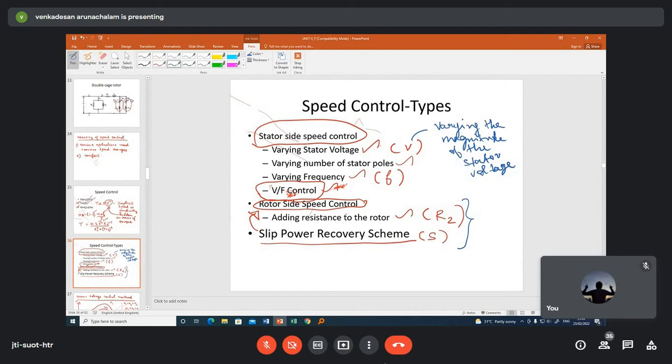So in the rotor side control method, you have two categories. One is rotor resistance control method, adding resistance to the rotor. In other words, I can call it rotor resistance control method. And slip power recovery scheme. That is one more method that you will see. In these two methods, the slip of the machine is varied.